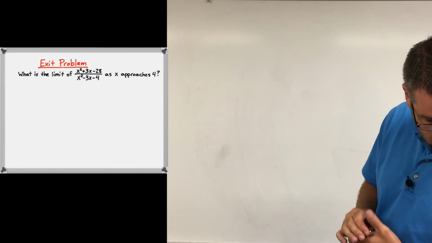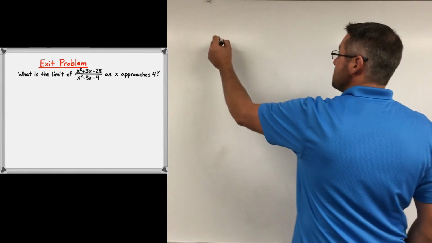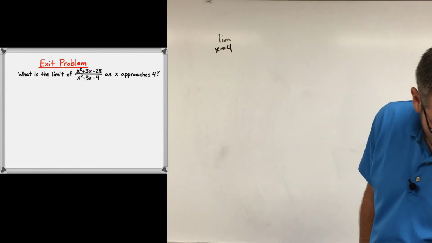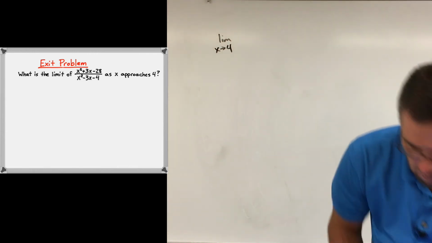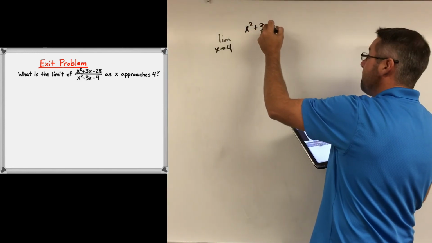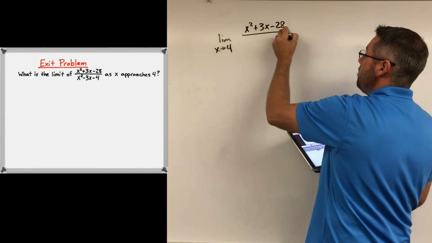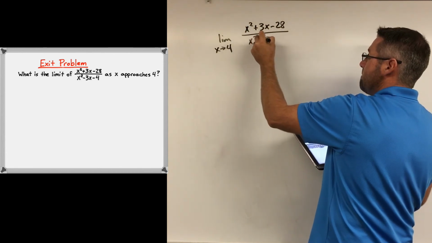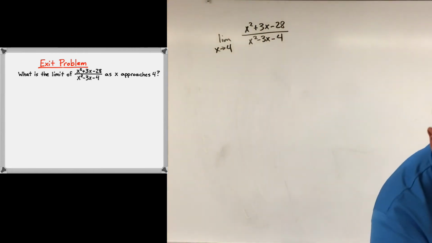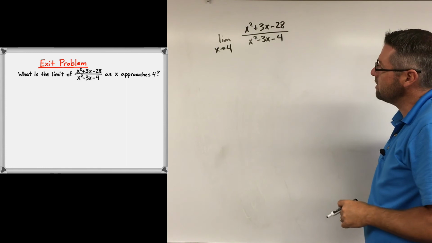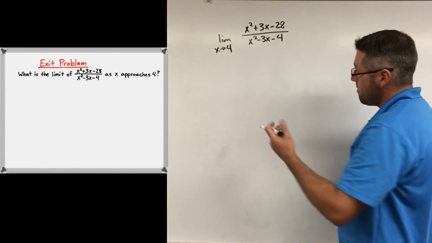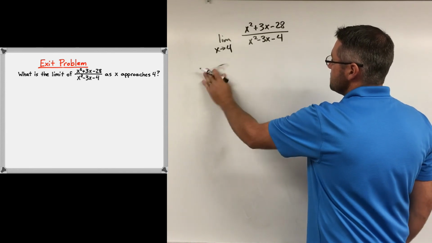Our exit problem says, what is the limit? I'm going to rewrite this. The limit as x approaches 4 of x squared plus 3x minus 28 all over x squared minus 3x minus 4. So go ahead and pause the video and see what you come up with, and then come back and see how you did. All right, for this problem, remember our first step is always substitution.